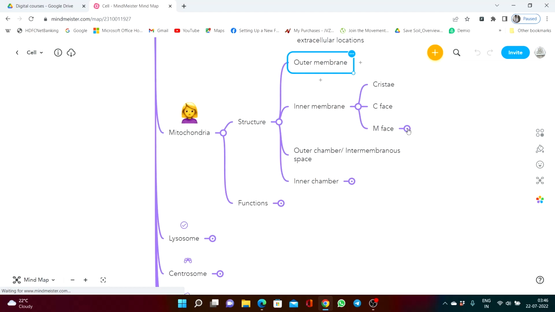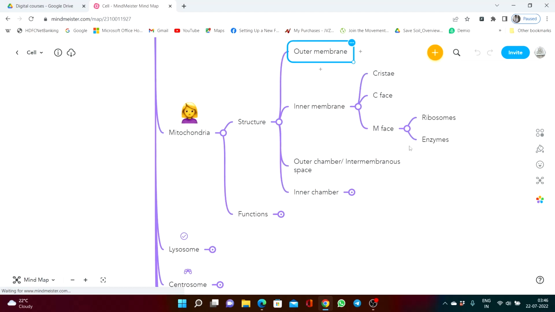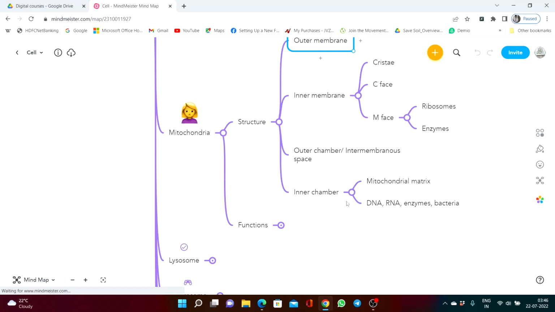Now the M phase is studded with the ribosomes and enzymes on its surface. The outer chamber is present between the two membranes, and the inner chamber, which is present deep to the inner membrane, is filled with the mitochondrial matrix with the DNA, RNA, enzymes and bacteria.